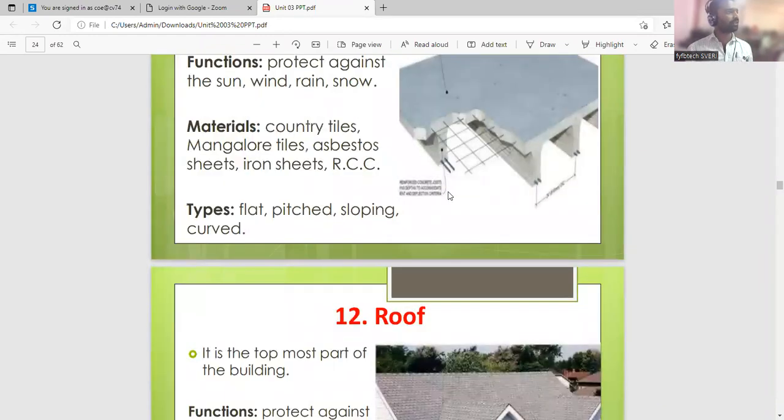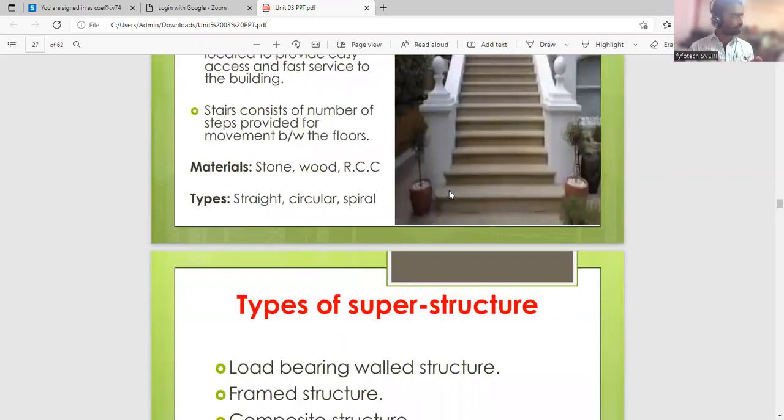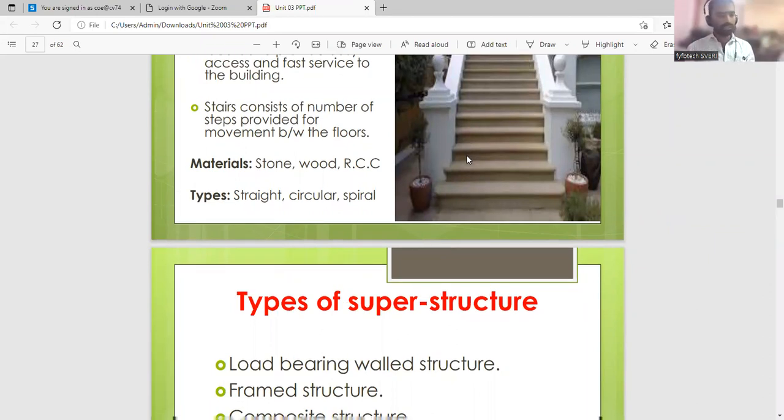The foundation is basically classified into two types: shallow foundation and deep foundation. What is a shallow foundation? If the breadth is greater than the depth, or the depth is smaller than the breadth, then that is called a shallow foundation. If the depth is greater than the breadth, then that is called a deep foundation.